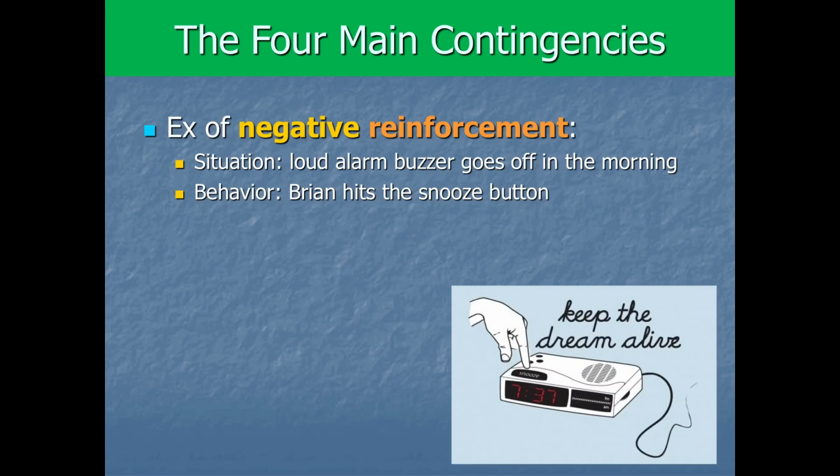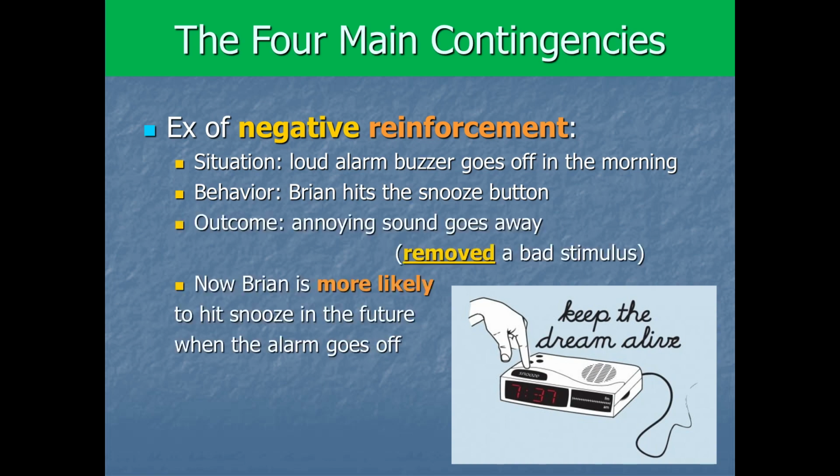Okay? So an example of negative reinforcement from my own life might be this. The situation or context, which you could sort of think of as the discriminative stimulus here, is my loud alarm buzzer going off in the morning. That's the setup. That discriminative stimulus sets the occasion for a behavior that I've learned works here. That behavior is Brian hits the snooze button. Now, what happens when I do that behavior? What's the result or the outcome every time? The outcome is the annoying sound goes away, right?